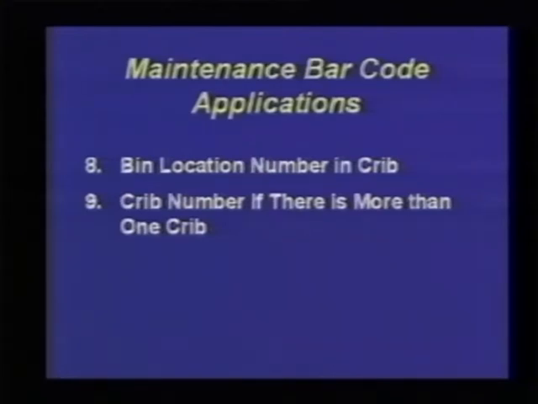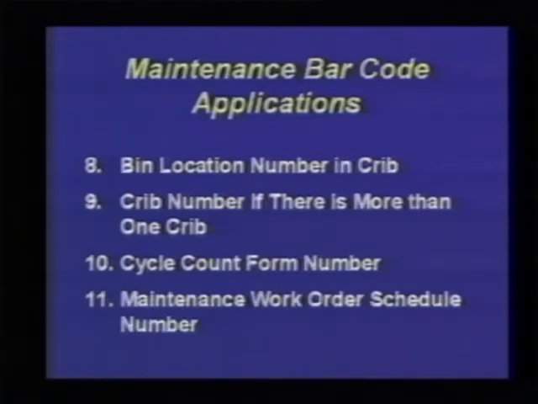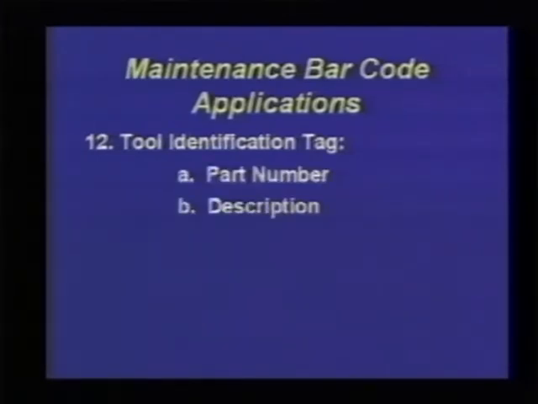We can likewise barcode the cycle count form. We can also barcode the maintenance work order schedule number, and likewise, in item 12, the tool identification tag, which would barcode the number but not necessarily the description. So like the spare part identification tag, which is in item number 7 above, we want to have the part number and the description legible in addition to the barcode of the tool tag part number itself.